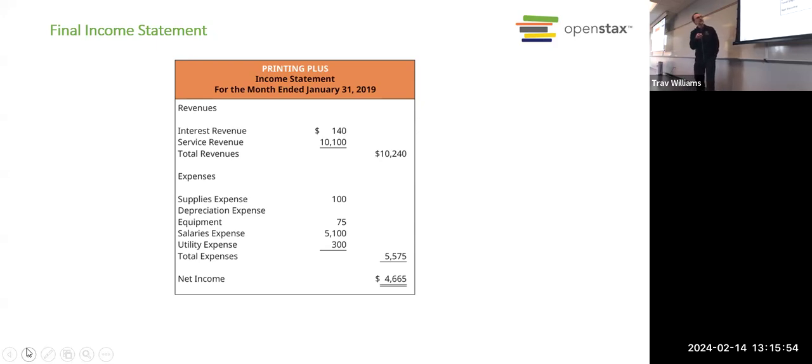This company has 2 types of revenue. They, I guess, are a printing company. They print things for their clients, and that's where most of their money comes from. They provide that service, and so they're calling it service revenue. And they earn $10,100 for the month. But they also earn some interest. So they must have made a loan to somebody or made some sort of investment that earned them interest. And so that is also a source of revenue for them. It's not their main business, but it is a source of revenue. So we add those 2 together to get their total revenue.